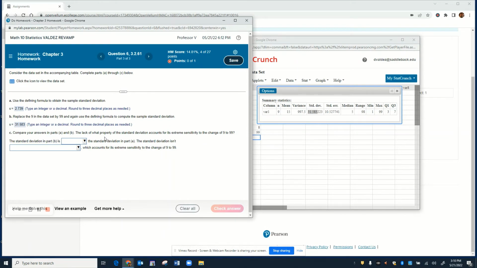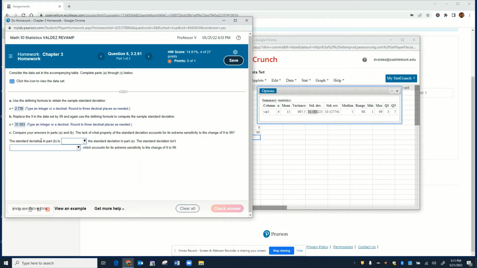The lack of what property of the standard deviation accounts for its extreme sensitivity to the change of 9 to 99? Well, notice here the standard deviation is a lot greater in part B. And all we did was change one little data value. The problem is that when we're computing all the differences from the data values to the mean, there's no way for us to rule out if there's just an extreme value that's making it look like the data is more spread than it really is.